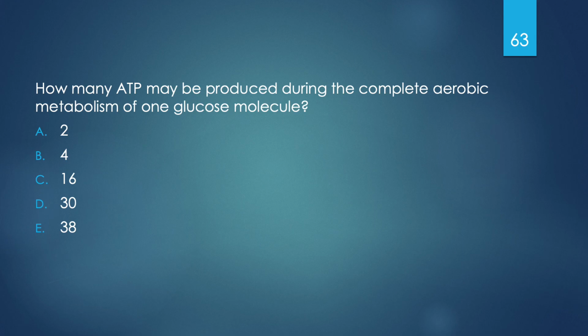So if you were to look at the complete metabolism of one glucose molecule, including glycolysis, we would have a figure of between 30 and 32. So if you subtract 2 from that, you're going to get a figure of 28 to 30. So if you look at what your options are here, you can easily rule out all of the options with the exception of D, which is 30.